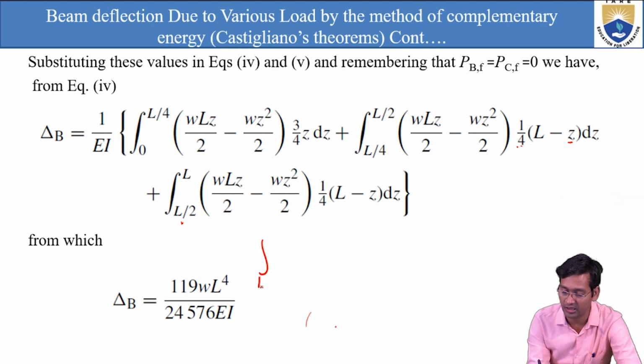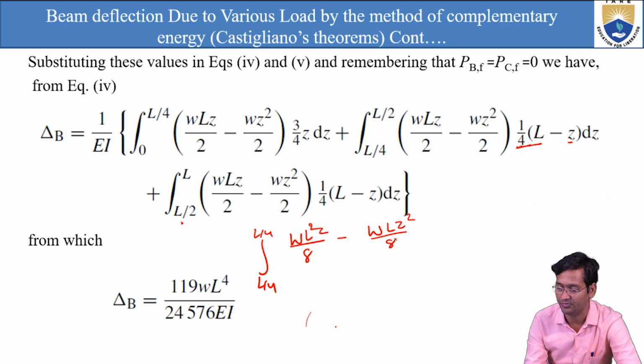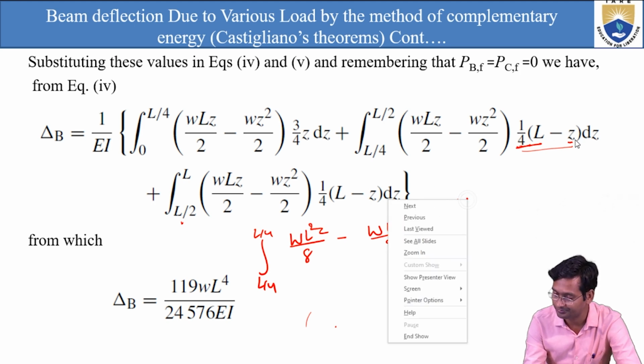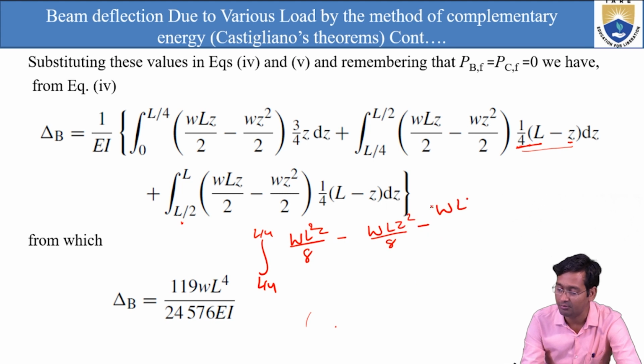So this will be L by 4 to L by 2. First I am multiplying with this 1 by 4L. So WL by 2 into 1 by 4L, this will give you what? WL square Z by 8. Then 1 by 4 multiplied to this one, WL Z square by 8. Right? Now 1 by 4Z we have to multiply, minus 1 by 4Z. So this becomes minus WL Z square by 8, and this minus becomes plus, so plus WZ cube by 8.